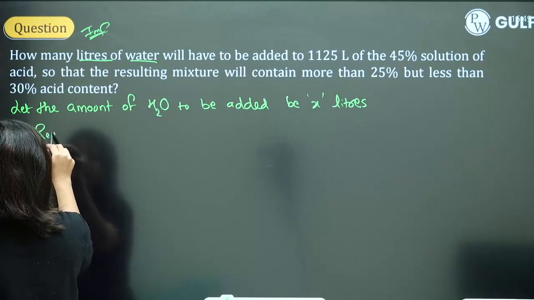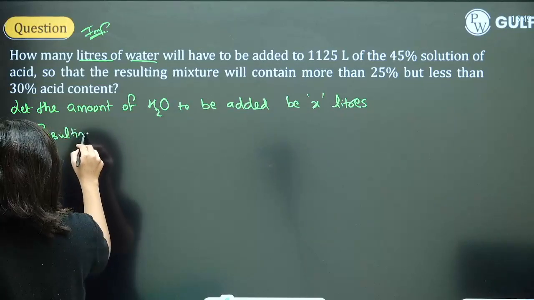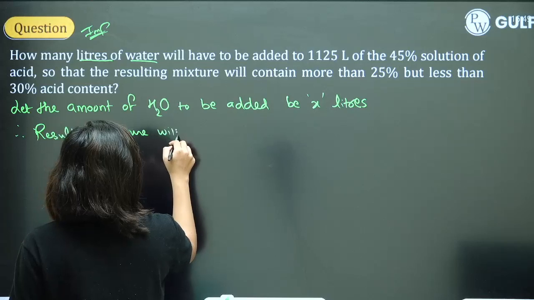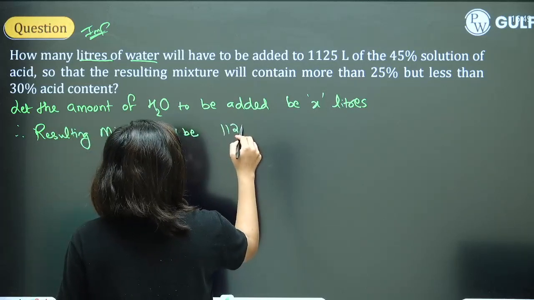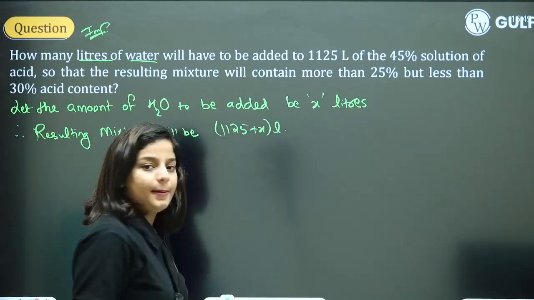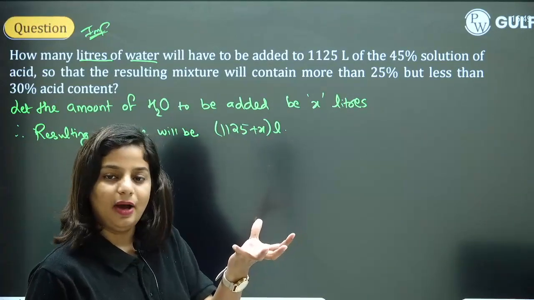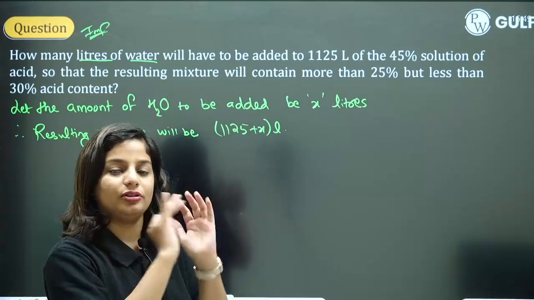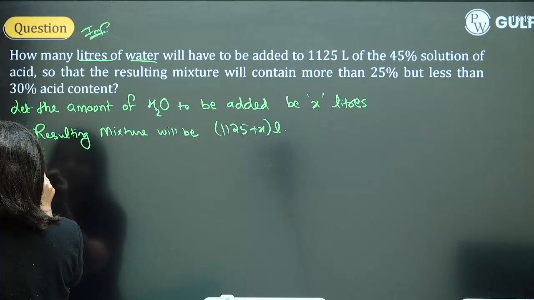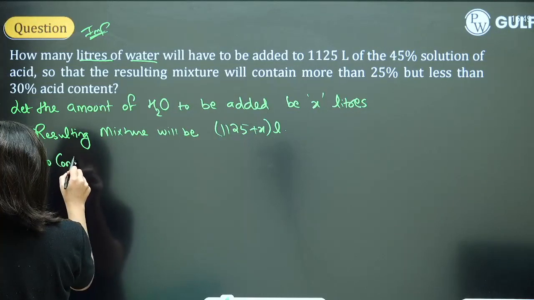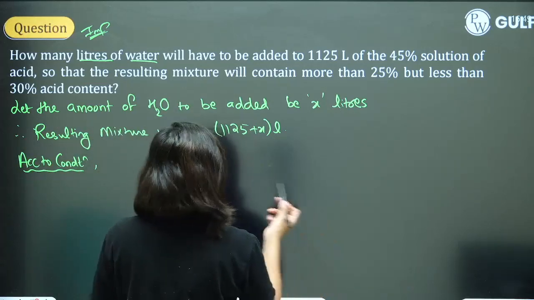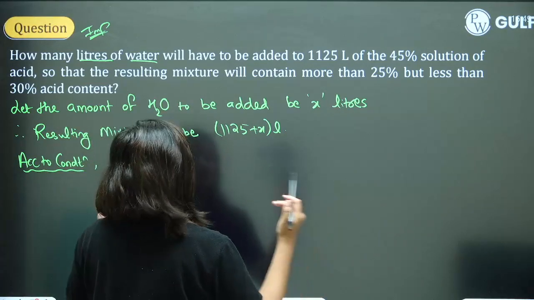Therefore, the resulting mixture will be 1125 plus x liters, right? Total will be 1125 plus x liters. Some amount of acid and some amount of water. This will be the total mixture. According to the condition, what is given? This resultant mixture should be between 25 and 30%.